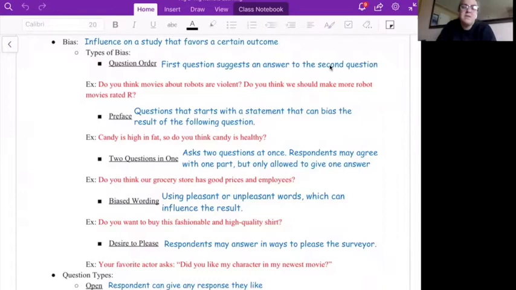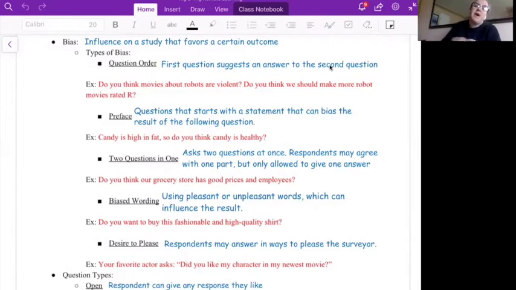It could be a preface, a question that starts with a statement that can bias the result of the following question. So, candy is high in fat, so do you think candy is healthy? Well, if candy's high in fat, then no, it's probably not healthy. But if you just ask the question, do you think candy is healthy? It leaves it unbiased.